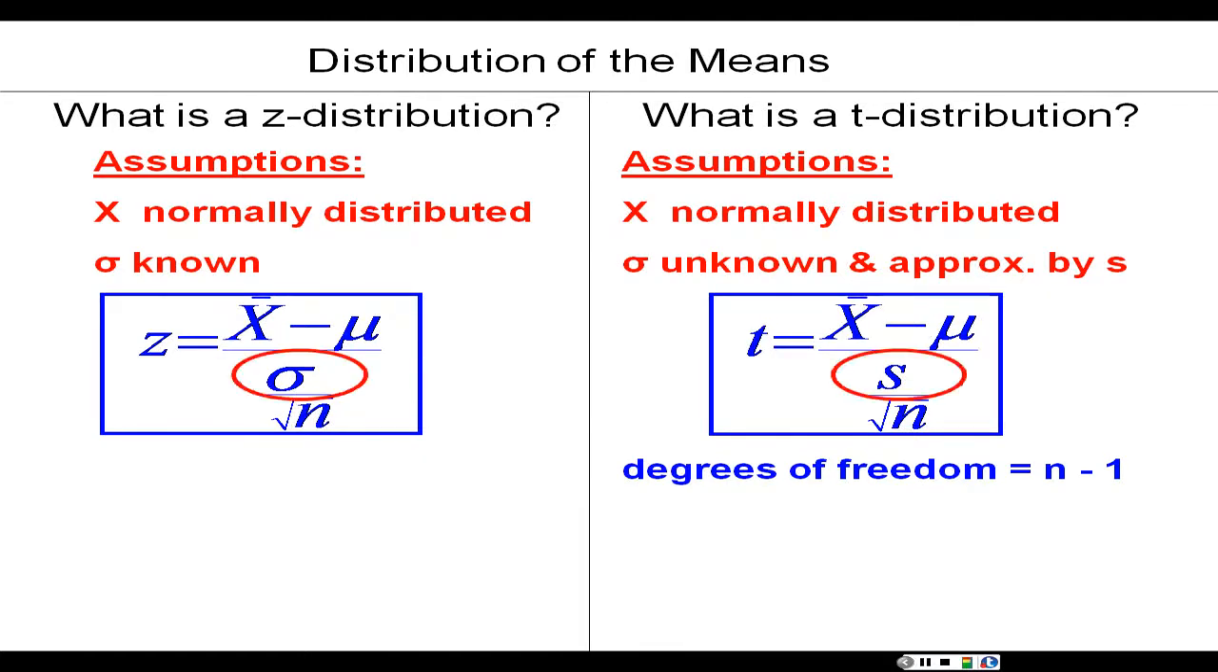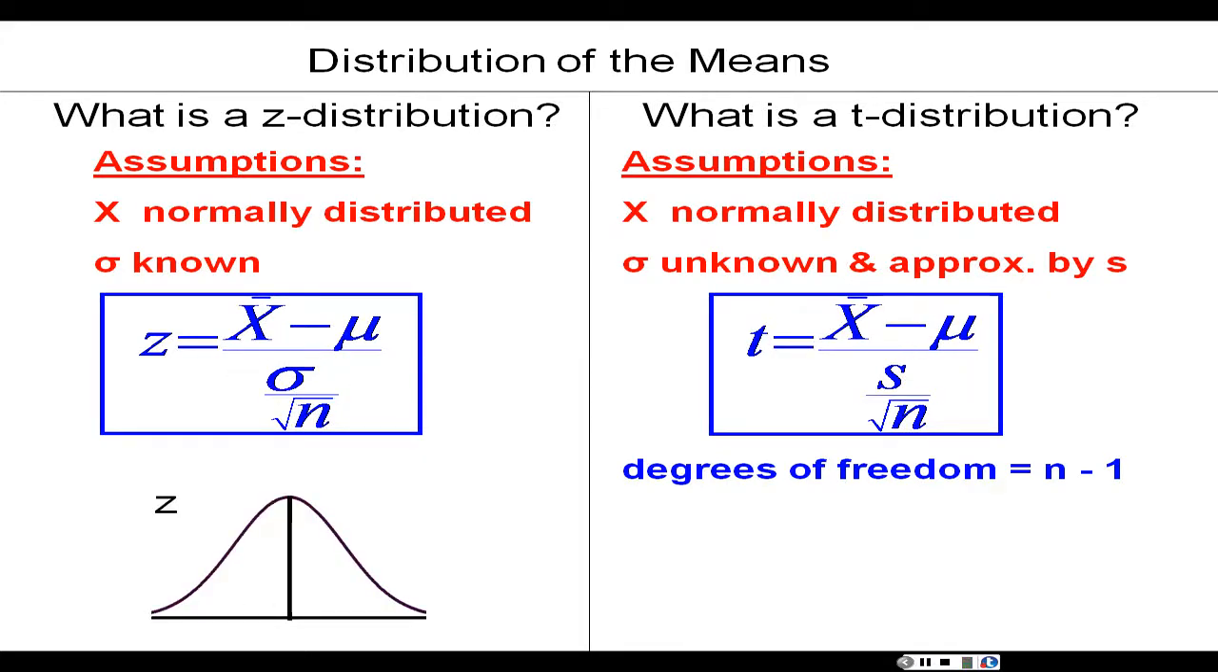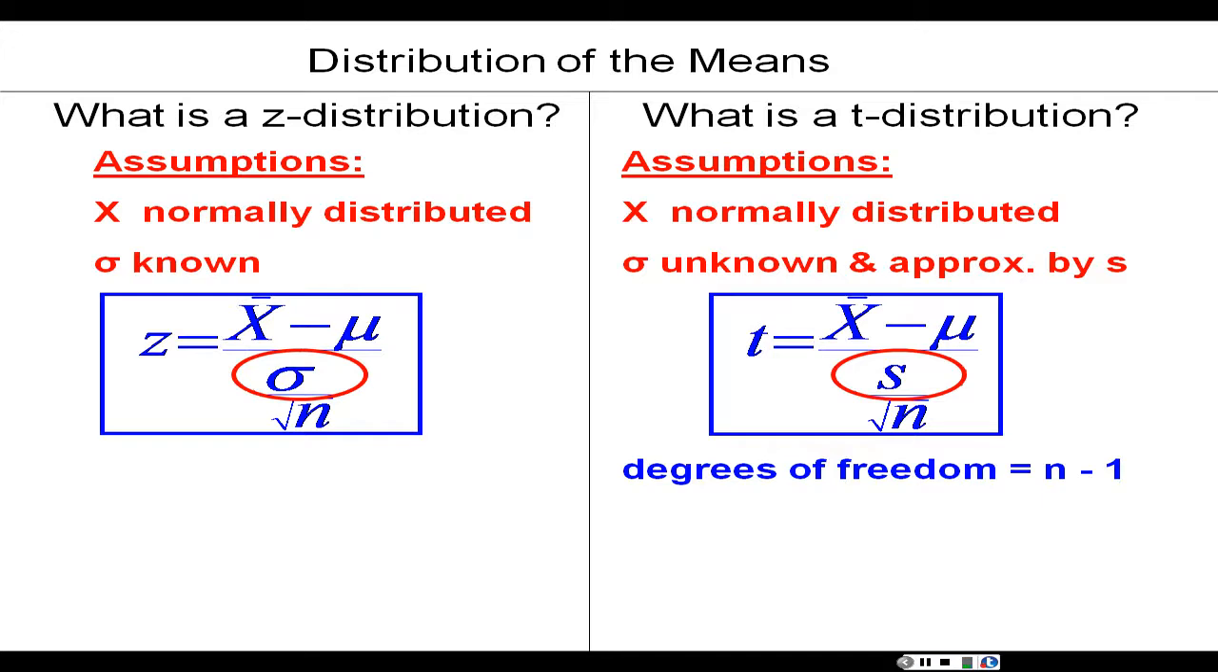Let's see how we find a t-distribution. Before we do that, though, notice the difference. The normal distribution requires a population standard deviation, whereas the t-distribution does not require a population standard deviation. You can have a sample standard deviation instead. But before we look at how to find it, let's look a little bit more at the t-distribution.